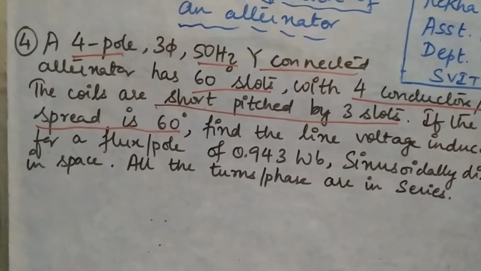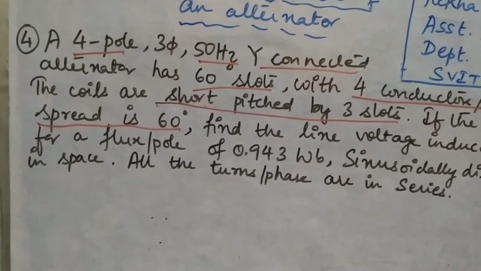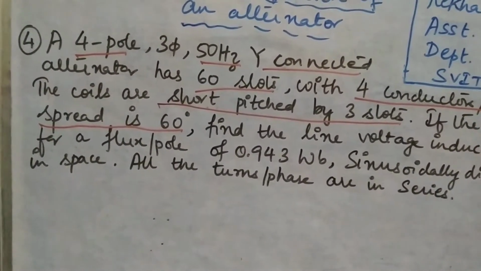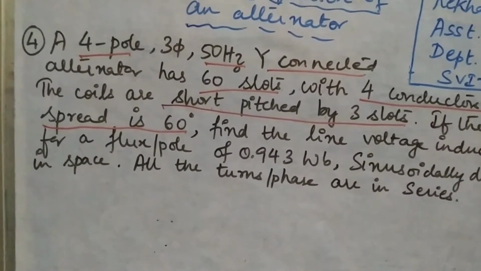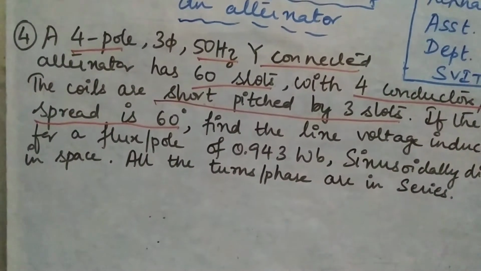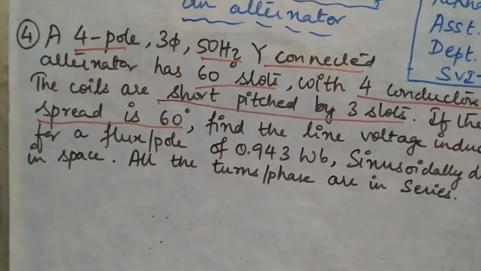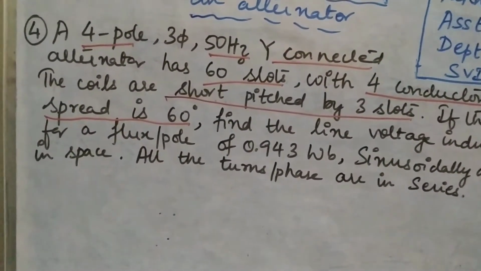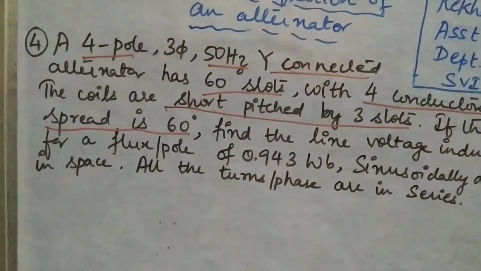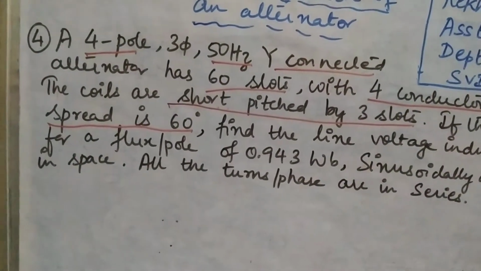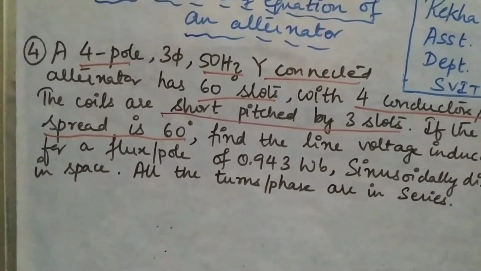So if it is short pitched by 3 times, alpha will be taken as 3 times beta. If it is 2 times less than the pole pitch, it will be taken as alpha equal to 2 times beta. Like that, they may change the question in another way. Now let us write down the given data.